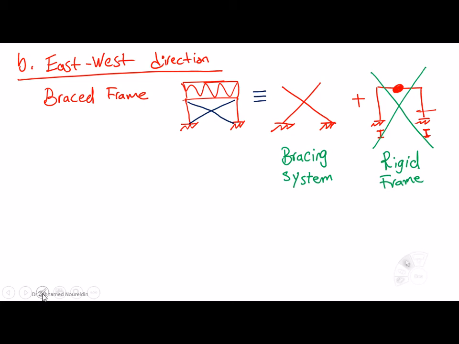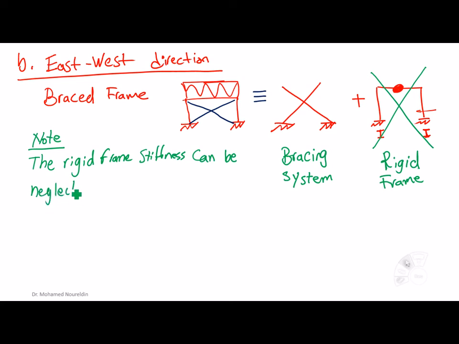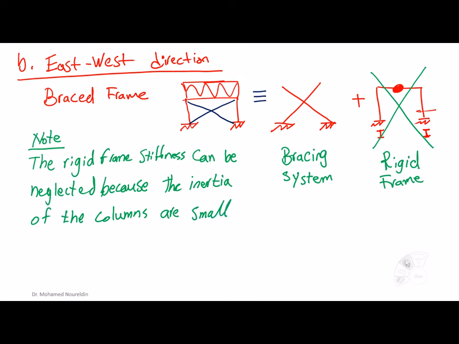So we can write this note, and it is going to be beneficial for us. The note here is: the rigid frame stiffness can be neglected because the inertia of the columns is small. Okay, so this is an important note.